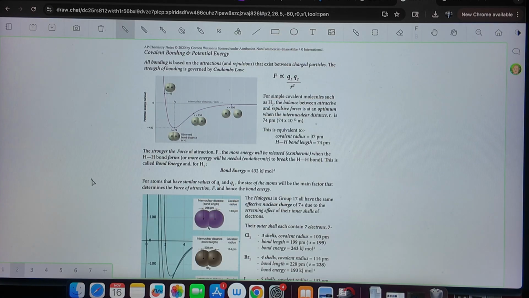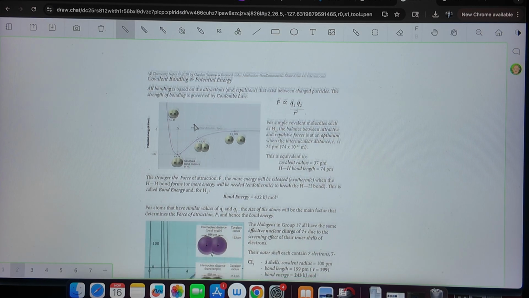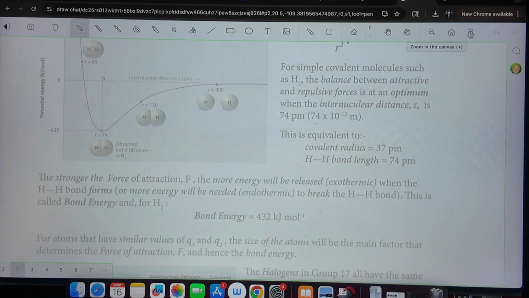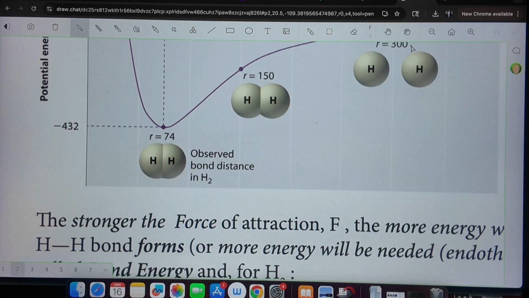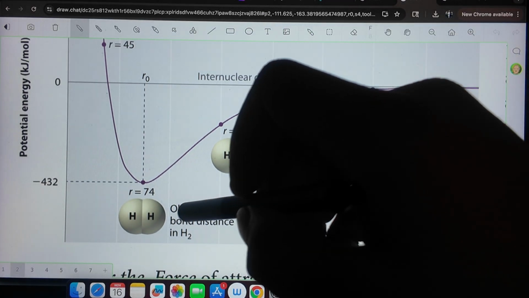I don't know if I can zoom this in anymore. Hopefully I can. It allows me to zoom out, but does it allow me to zoom in? Yes, it does. Here we go. And as you see this is where we want to be.